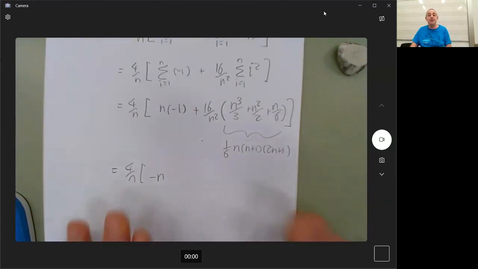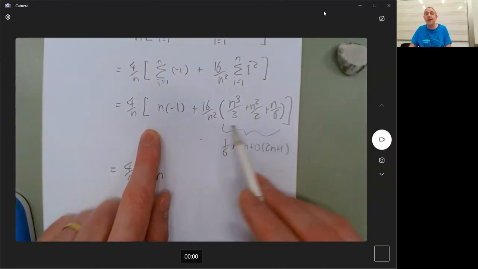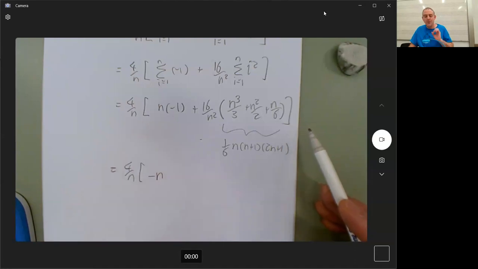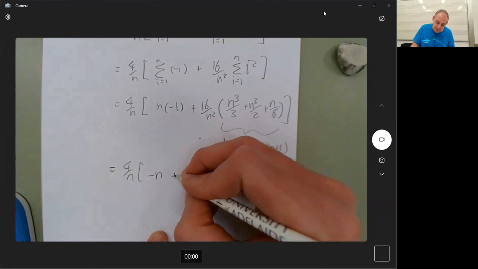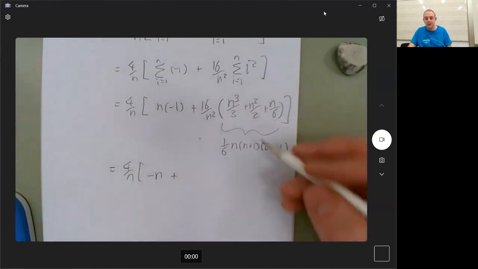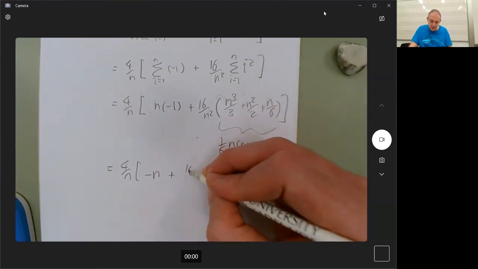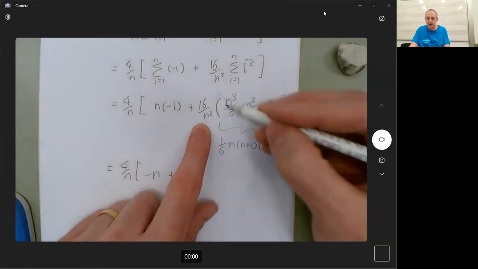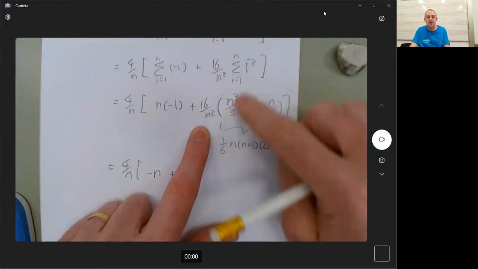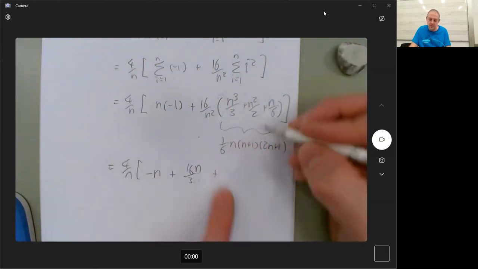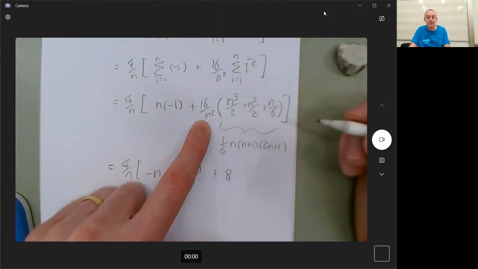Okay, and now the sums are gone. This is a perfectly good ordinary algebra problem now. I want to go as far as I can. So here we go. I can expand this out now. So I've got 16n on 3, because the n squared cancels with two of those n's. I'll get 16 on n squared on 2, so I'll get 8 for that one.